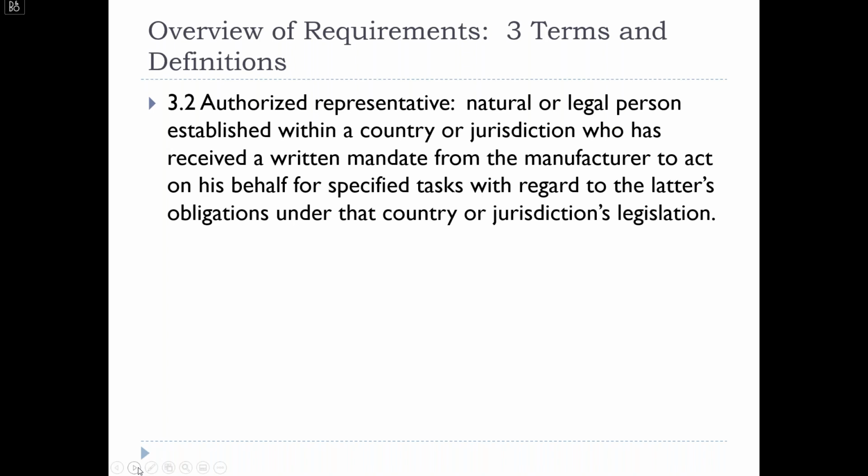So there are a number of terms and definitions in Section 3 that I thought were really important to review. And the first is term 3.2, authorized representative. This is a natural or legal person established within a country or jurisdiction who has received a written mandate from the manufacturer to act on his behalf for specified tasks with regard to the latter's obligations under that country or jurisdiction's legislation.